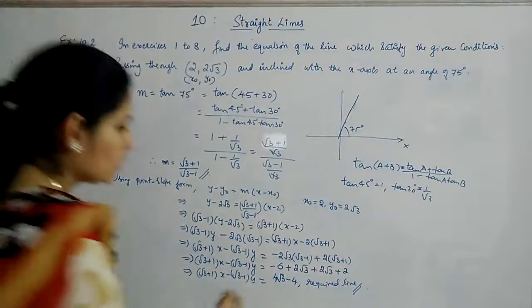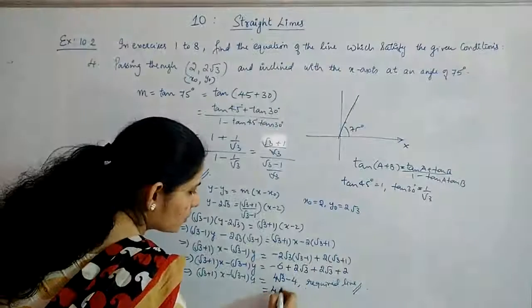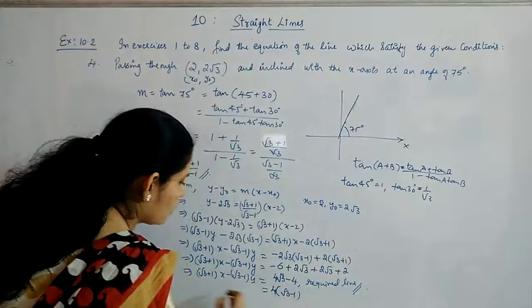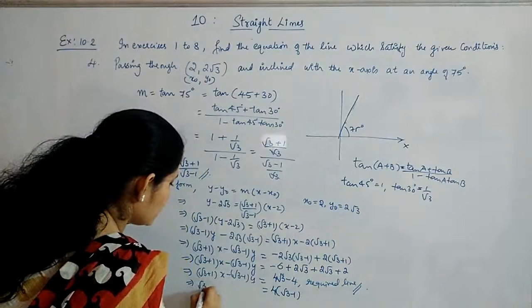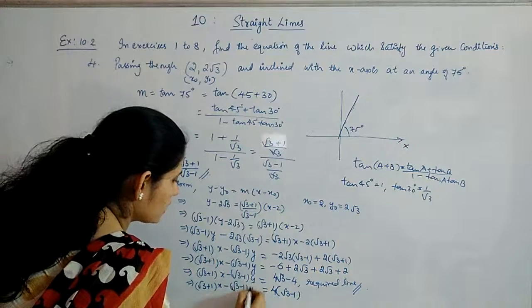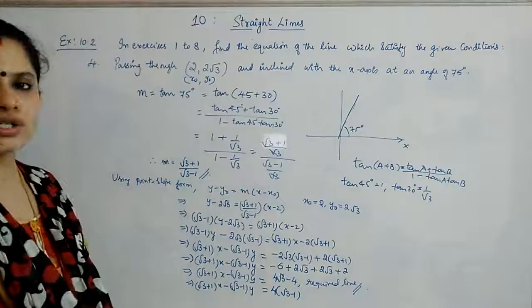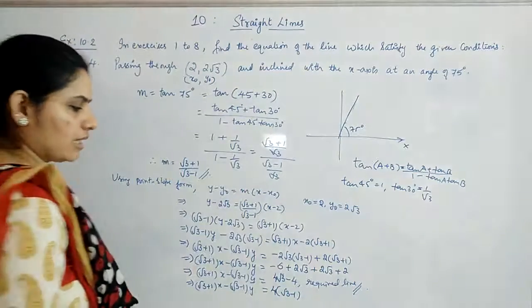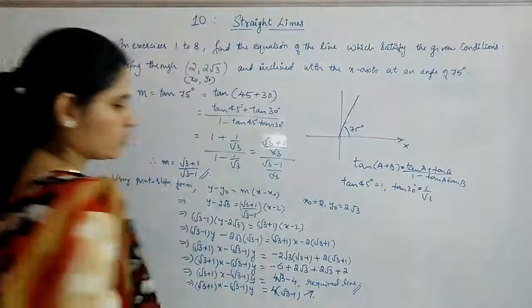Or you can make it as 4 into (root 3 minus 1) on the right hand side, so that it will be (root 3 plus 1) into x minus (root 3 minus 1) into y is equal to 4 into (root 3 minus 1) as the required equation.